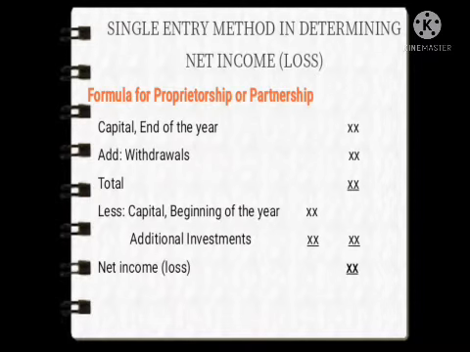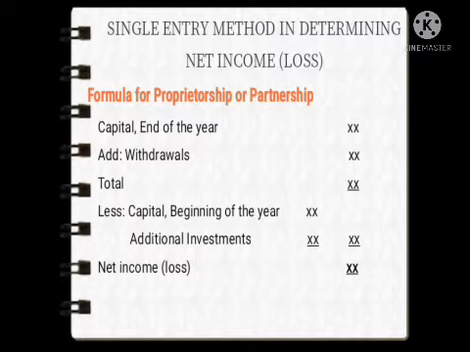Let's move on to single entry method in determining net income or net loss. So the formula for proprietorship or partnership in determining net income or loss using single entry method is this: capital at the end of the year, add withdrawals, then deduct the capital at the beginning of the year and the additional investments. Then you will arrive at the net income or loss for the year.